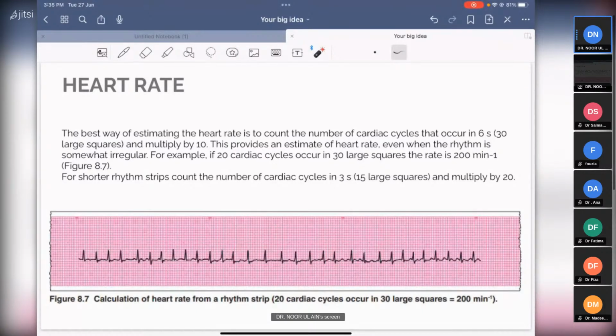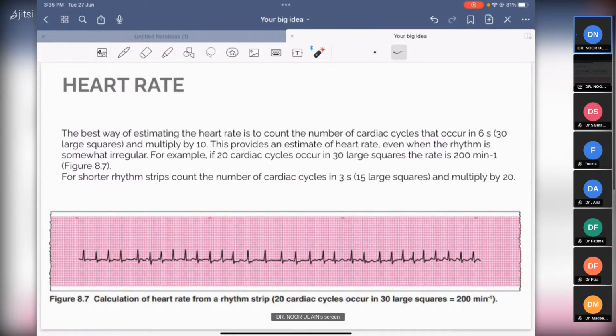So always look for these pointers. These are just to help you, and they will surely give them to you. So every pointer occurs after 10 large squares. 10 again, 10 again. This is a 6 second strip, which is 30 large boxes. Count the heads in those 30 large boxes. Multiply by 10. Let's suppose your strip was half. You only had 15 large squares, so 10 and 5 here. I will count 1, 2, 3, 4, 5, 6 and multiply by 20. It's very easy.